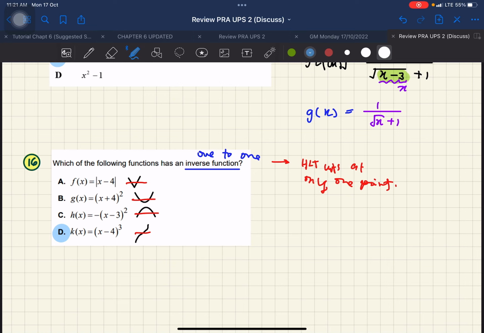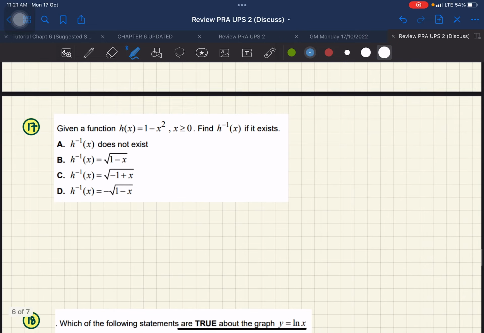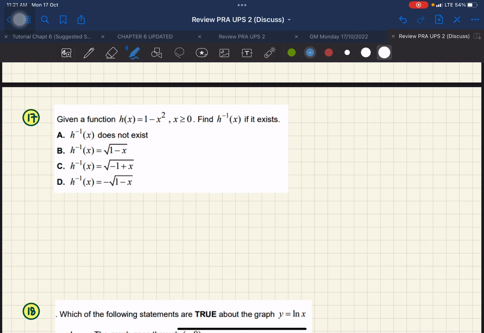Okay, so ini adalah trick soalan nombor 16. Okay, so next one, number 17. So, soalan kat sini dikata, given a function h(x) equals to 1 minus x square, x is greater than or equals to 0, so you need to find the inverse if it exists. Kena tentukan dulu dia exist ataupun tak exist.